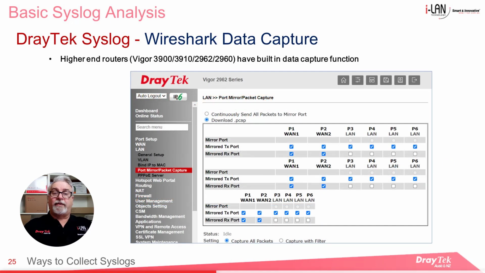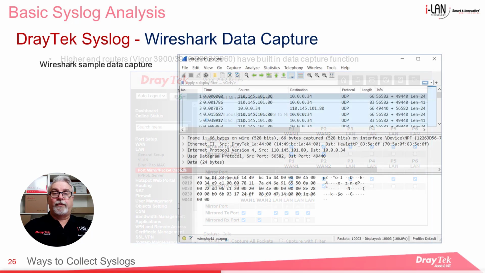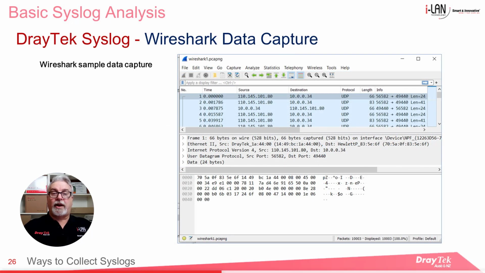Higher end routers such as the Vigor 3900, 3910, 2962 and 2960 have a built-in data capture feature. Once the data is captured, you can download it to your PC and use Wireshark to analyze the data packets. Here I have a sample of a Wireshark capture showing the data flow through the router. This can be sent to DrayTek R&D for further analysis if required.